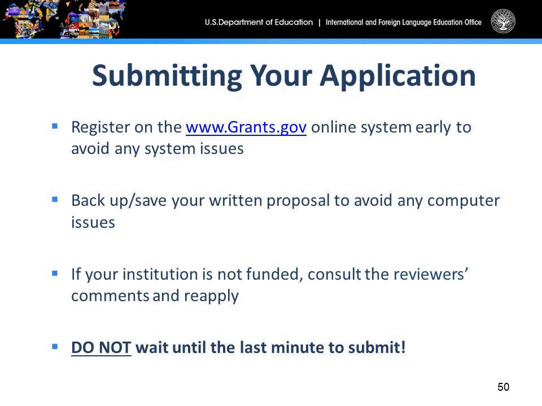When submitting your application, make sure you register early on grants.gov to avoid any system issues. Save your written proposal to avoid any computer issues. If your institution is not funded, consult the reviewer comments and reapply. And please do not wait until the last minute to submit. The deadline for your application is March 25th, 2019 at 4:30 Eastern Standard Time.